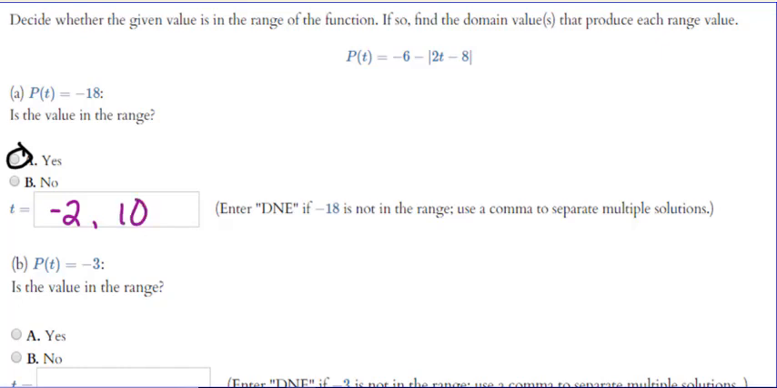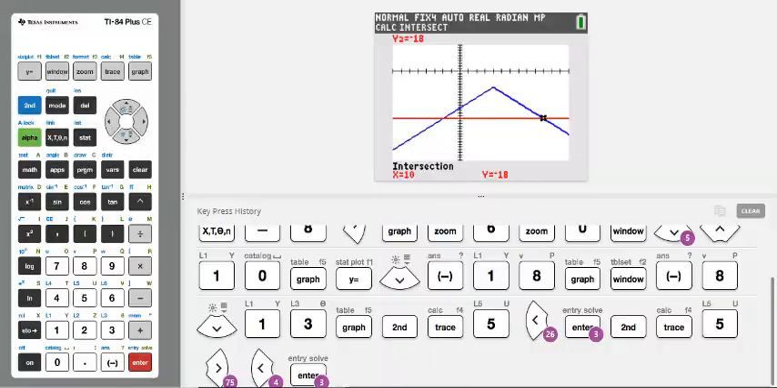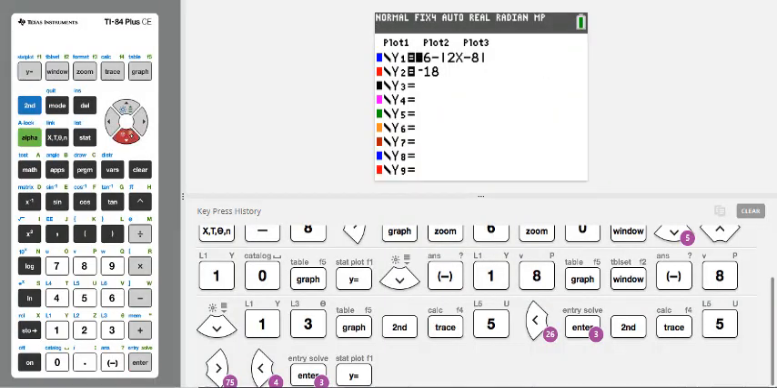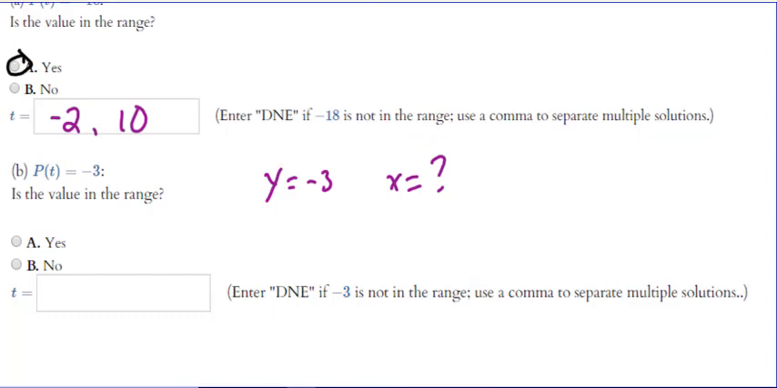All right. Now, they want us to do it again. Now we're going to look at our output at -3. So it's saying basically y is -3, x equals what, right? That's basically what it's saying when it says P sub t equals -3. It's function notation. So let's go back, and instead of -18, we're going to put -3. I'll hit delete there and then hit graph. And you can see that it does not touch the graph at all. So on this one, we can put D and E. That's basically what we're doing on these problems.